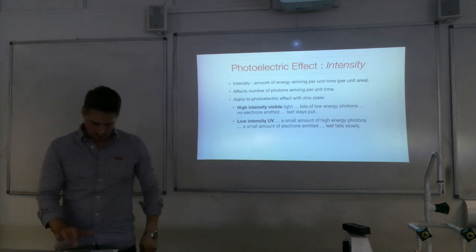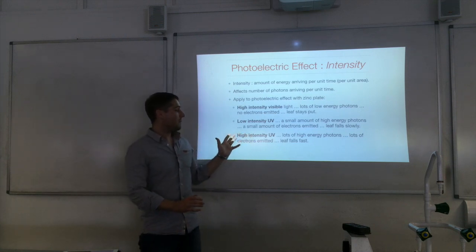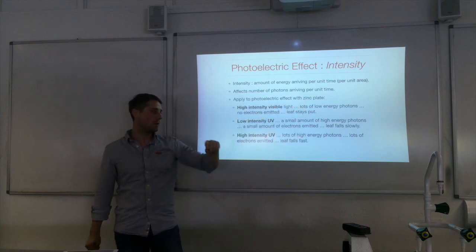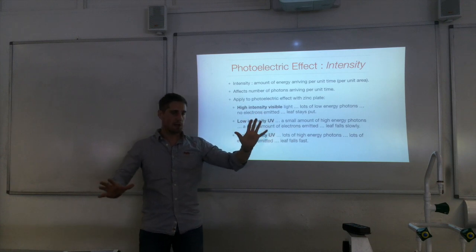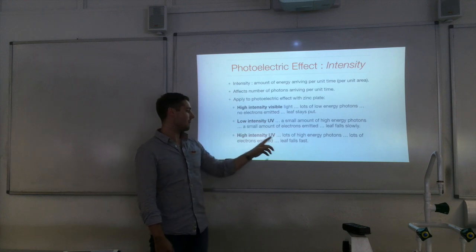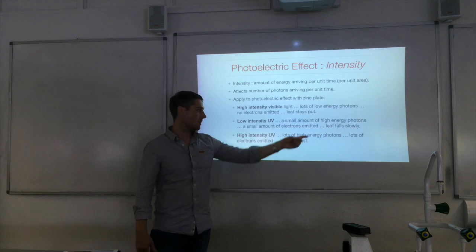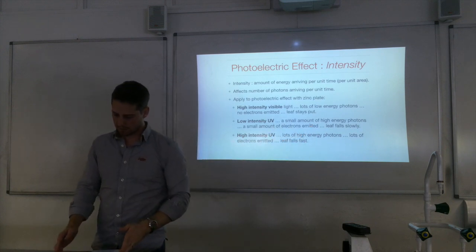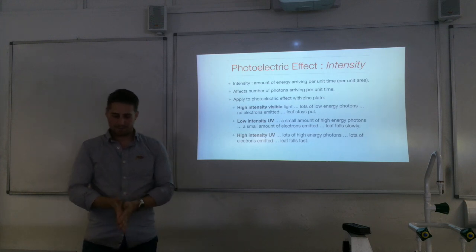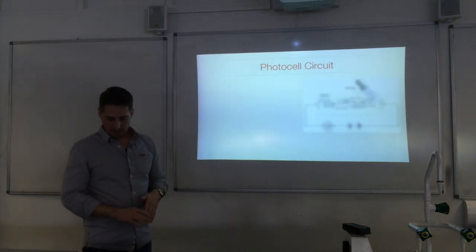And then lastly, we'll take some high intensity ultraviolet light. Now we have lots of high energy photons, not as many as here because those have smaller energy photons, but we have lots of high energy photons, and because each photon can release an electron, we'll have lots of electrons emitted. And that will mean the leaf will fall, and it will fall faster than before. Now, does that make sense, or should I give you some numbers? Good. Alright. So that's the photoelectric effect.